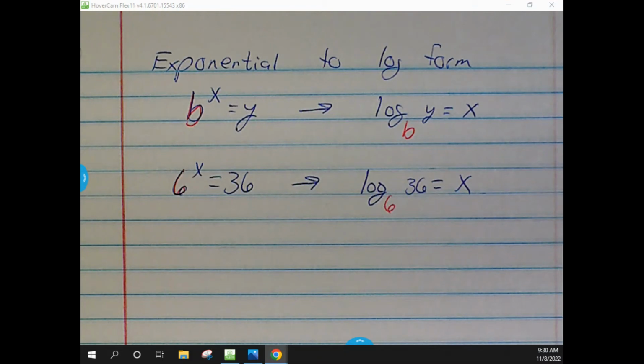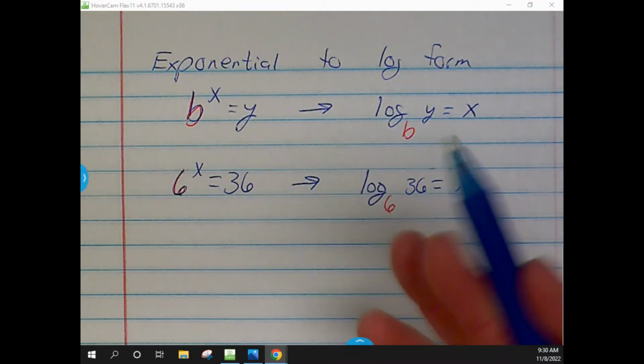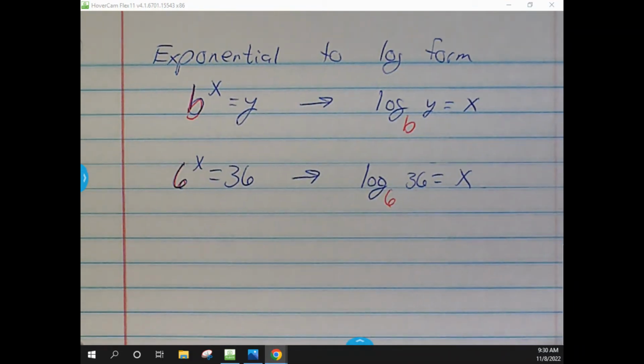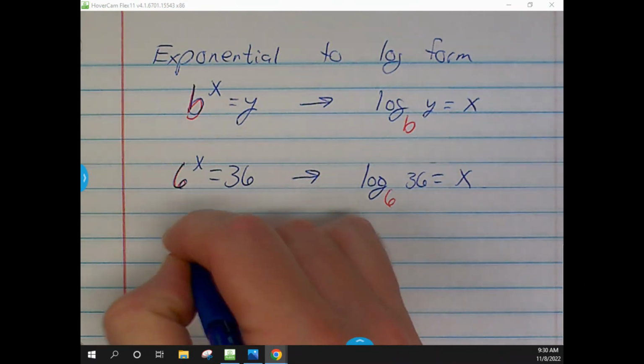And you may be going, well, that's easy, because basically what we're going to eventually do is solve for x. And you go, well, that's easy because I can do 6 squared equals 36. I know that x would be 2. Okay. But we're kind of building up to some numbers that won't be quite as easy.